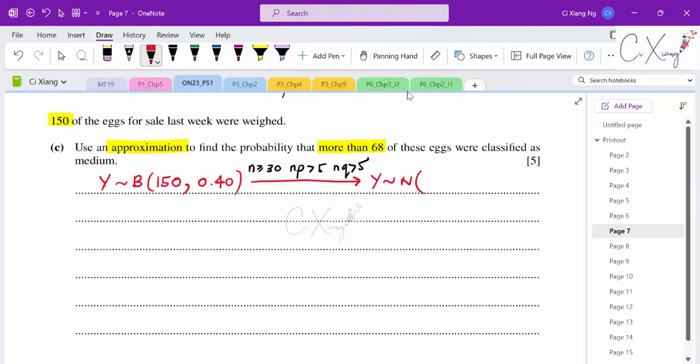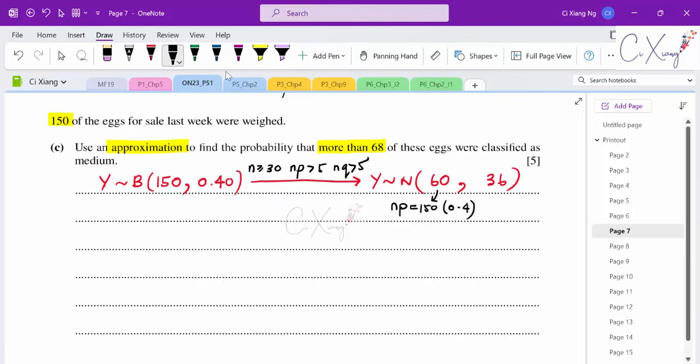Alright, so to find out the normal parameters, the first value should be the mean. So how to get the mean for binomial distribution? It should be 150 multiplied with 0.4. So you should get 60. Just to remind you all, to get the mean, it is actually np, which is 150 multiplied with 0.4. Then how to calculate the variance from binomial distribution? It should be npq. So when you take npq, it should be 36.